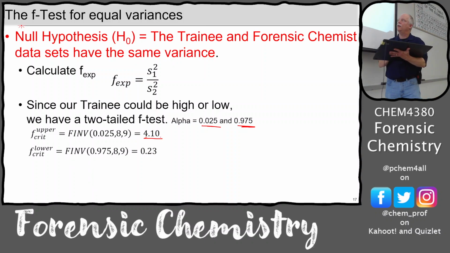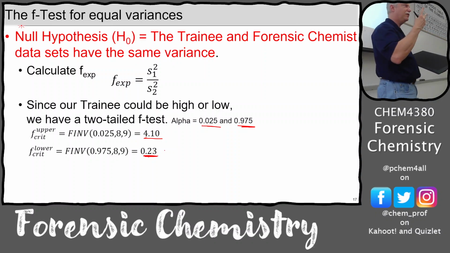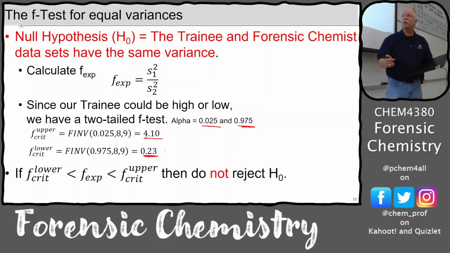And then the lower one, I don't exactly know why this one comes out a lot higher because it's 0.025, but this one comes out lower because it's 0.975, but that's how the numbers work out. This would be our F lower because it's the lower one, the smaller number of 0.23. So how do we do this test? We have 2 critical values. So this is our criterion.